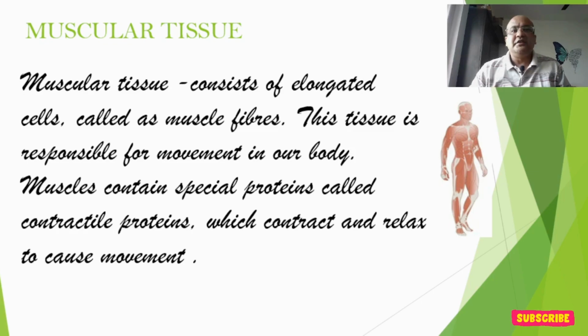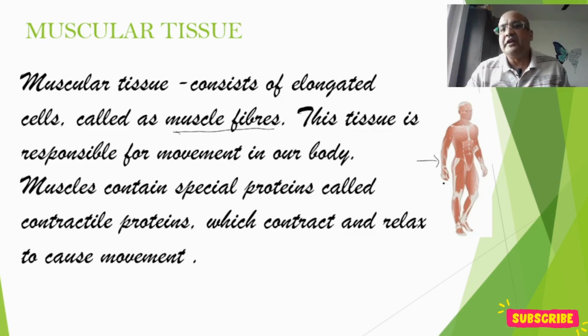Let's see today the muscular tissue. What are these muscular tissues? Muscular tissues consist of elongated cells called muscle fibers. So these are elongated cells which are called muscle fibers. This tissue is responsible for our body movements, the movements that take place in our body, that is the legs, your arms, all the movements we see.